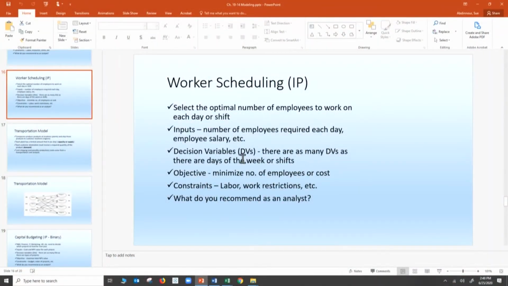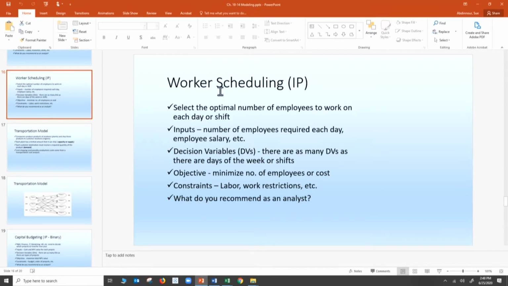So the example that we're going to use for IP is employee scheduling or worker scheduling. So obviously, non-integer solutions will not be acceptable. You can't hire 1/3 of a person or 1/4 of a person. And so this is why we have to enforce the constraint that the decision variables representing these people need to be integers.